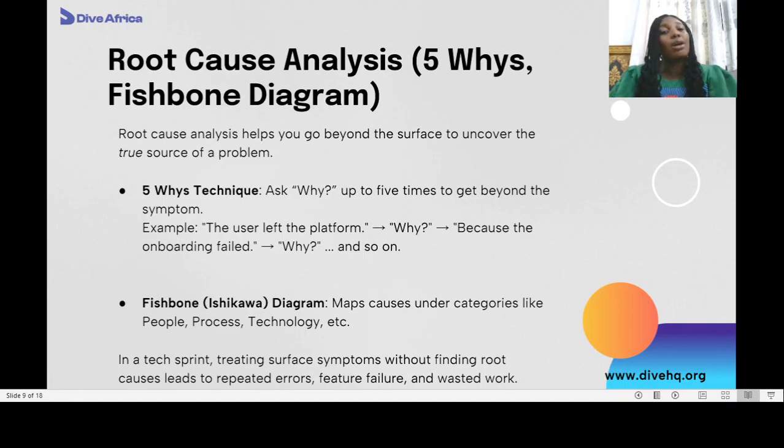Root cause analysis. When we're talking about root cause analysis, it helps you go beyond the surface to uncover the true source of a problem.